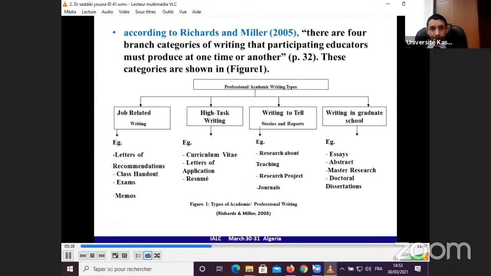According to Richards and Miller 2005, there are 4 branch categories of writing that participating educators must produce at one time or another. These categories are shown in figure number 1. The following graph clearly shows that professional or academic writing is divided into 4 main types. The first one, job-related writing, such as letters of recommendation, class handouts, exams, and memos. The second one, high-class writing, such as curriculum vitae, letters of application, and resume. Writing to tell stories and reports, for example, research about teaching, research projects, and journals. Writing in graduate school, like essays, abstracts, master research, and doctoral dissertations.